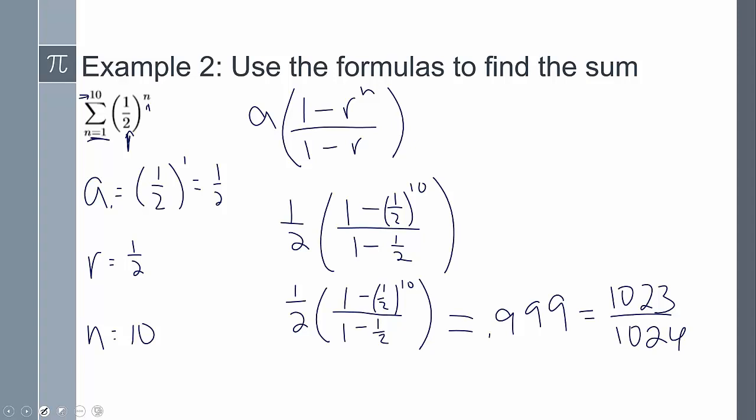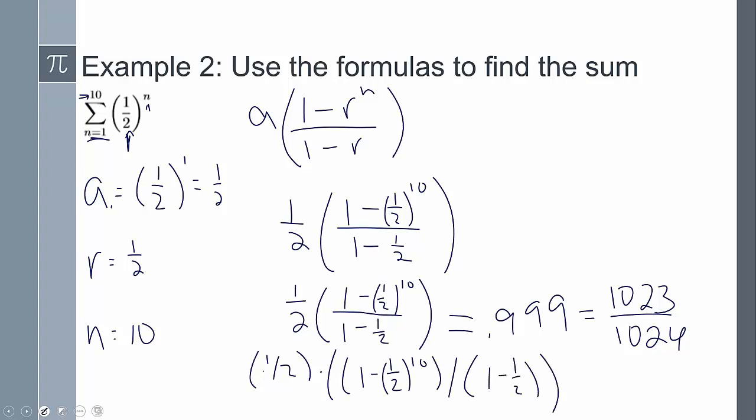Now, it's an approximation. It's not exact. One thing that we need to take a look at, or at least what it should look like in your calculator, is you're going to have 1/2 and then times, there's that bigger parentheses. Now, the top, 1 minus 1/2 to the 10th, divided by now the bottom, 1 minus 1/2, and then close that parenthesis. That's how it should look in your calculator if you can't do that whole special fraction thing, and you should get the 0.999 or the 1023 over 1024.